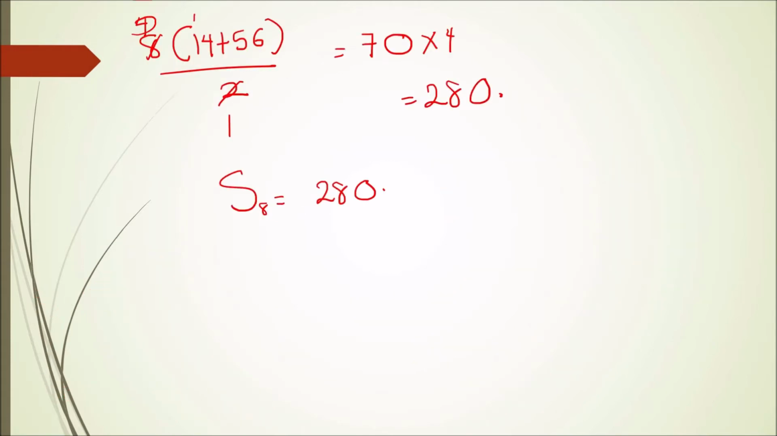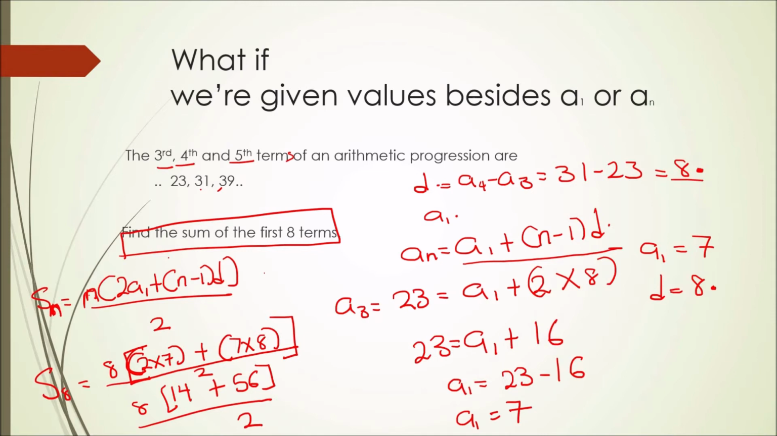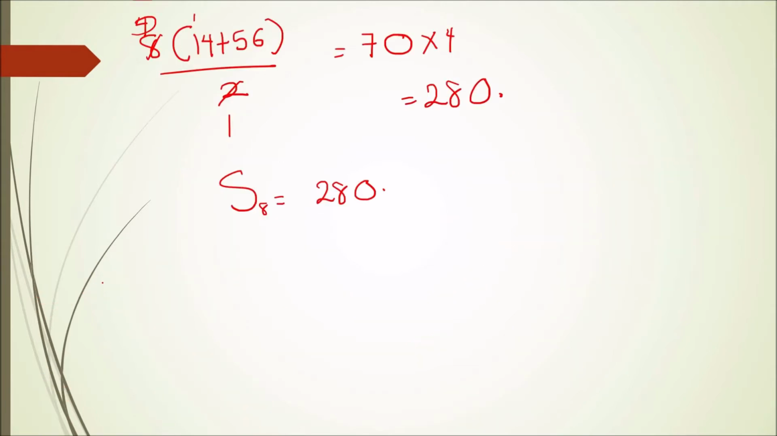Now, let me just do something before we go to the next question. Remember our A1 was 7, and our D is 8. Let's add 8 to each. So like this, 7, 15. What's 15 plus 8? That should give me 23. And what's 23 plus 8? You see we're getting our values. That should give me 31. And what's 31 plus 8? That should give me 39.